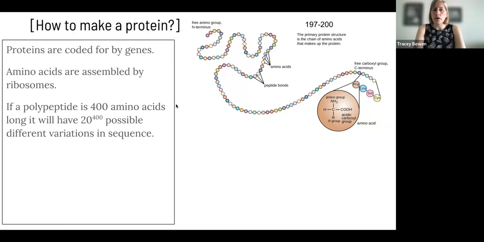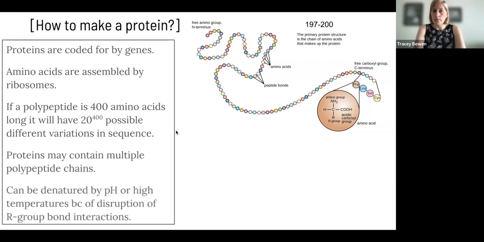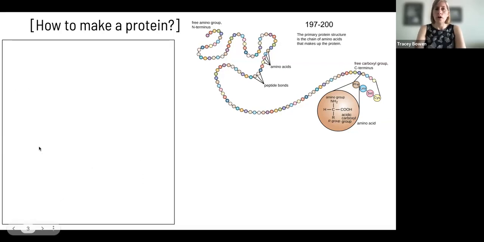If a polypeptide is 400 amino acids long, there are 20, because there are 20 different amino acids, to the power of 400 possible different variations in a sequence. So you can see that there's a lot of variation there. Proteins may contain multiple polypeptide chains, and proteins can be denatured by high or low pH, depending on the protein, or by high temperatures, because of the disruption of R group interactions on the amino acids.